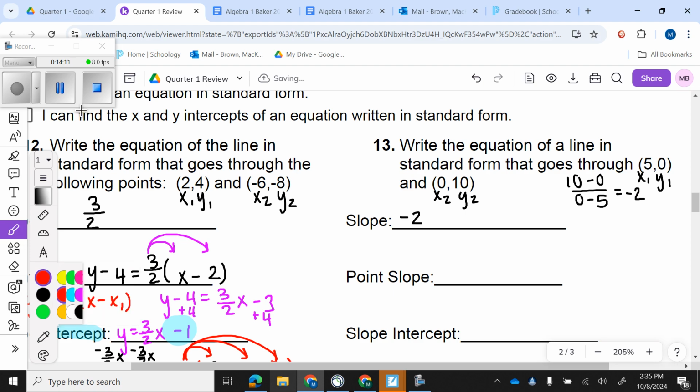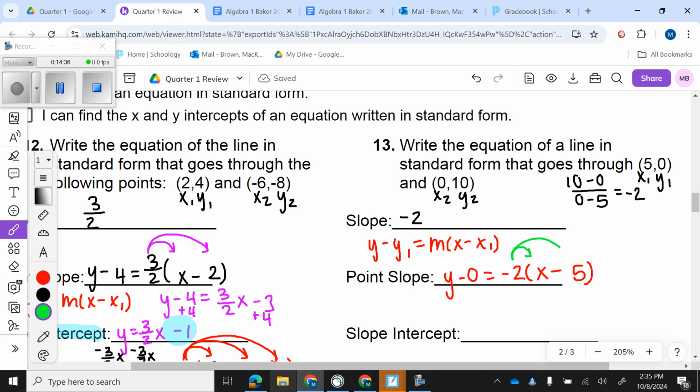Now I'm going to write it in point slope form. When I write this, I'm going to have y minus my y1 is 0 equals, m is my slope, so -2, parentheses, x minus your x1 is 5. All right, to get it to slope intercept, we have to get rid of these parentheses, so I'm going to distribute. I'm going to have y minus 0 equals -2x plus 10. We go y minus 0 is just y, so I'm going to have y equals -2x plus 10.